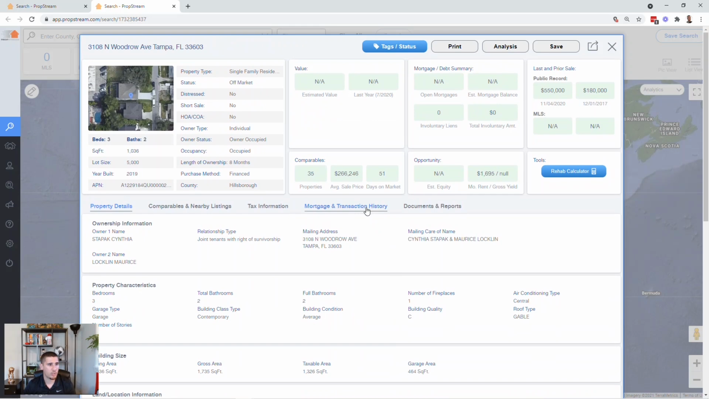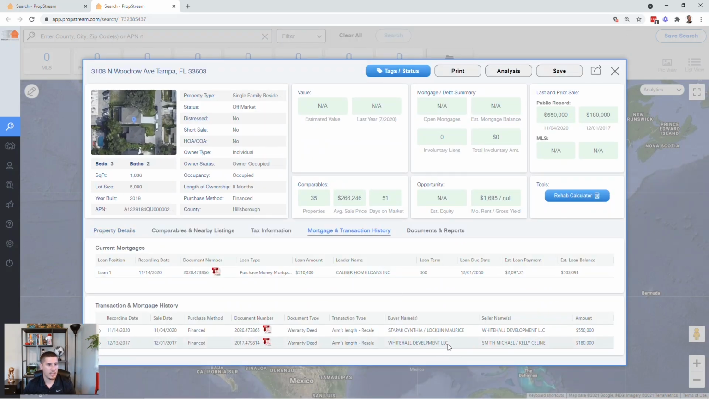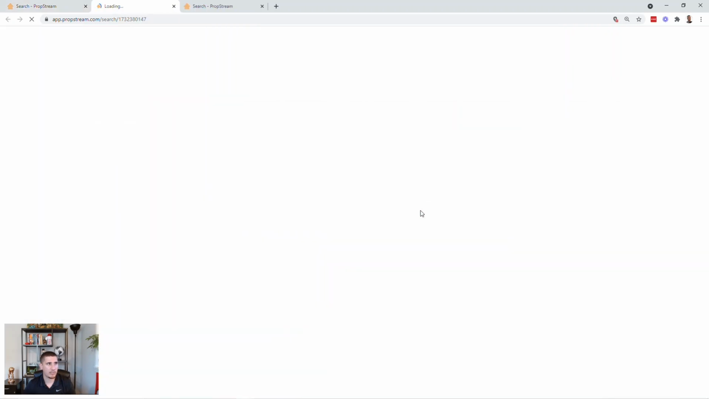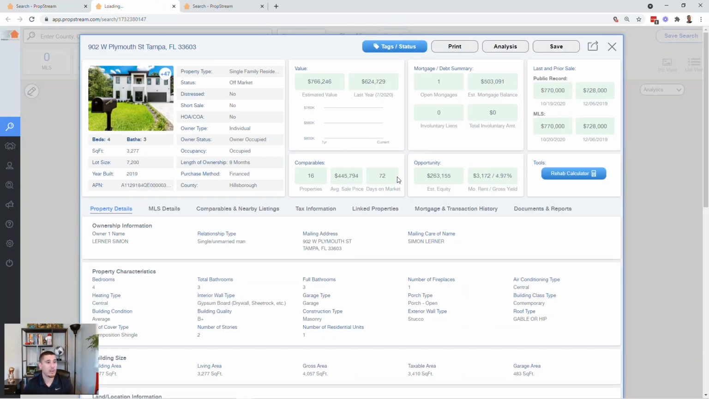I'm going to click mortgage transaction history, and I can see that Whitehall Development LLC bought this for $180. You see the difference? This sold for $180. If I go back to this one, I click details. You always want to look at as much information as possible because the prices are going to be very different, right?